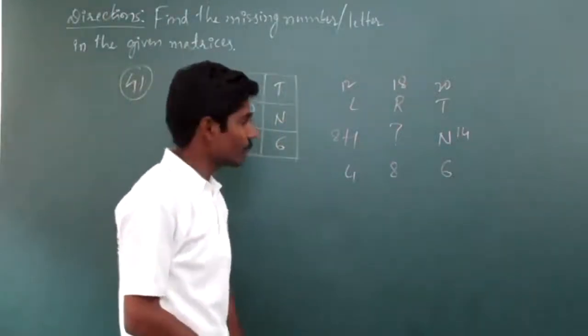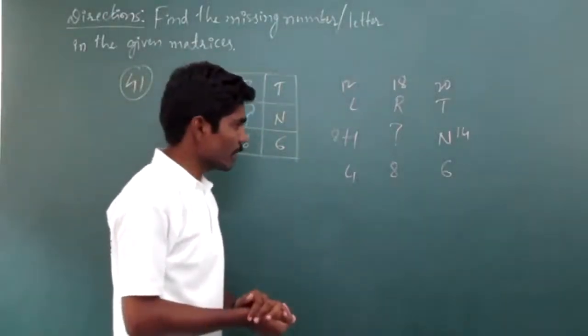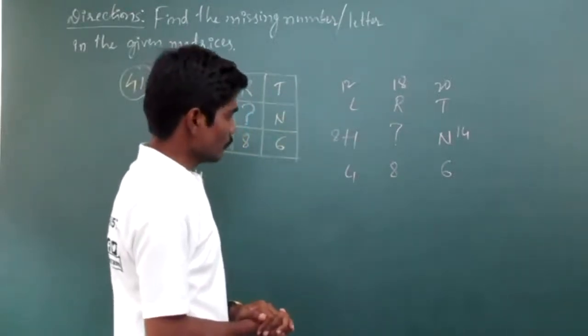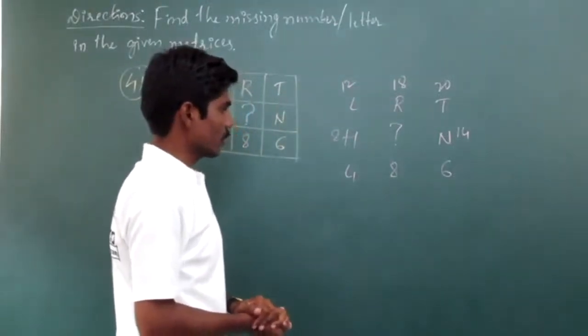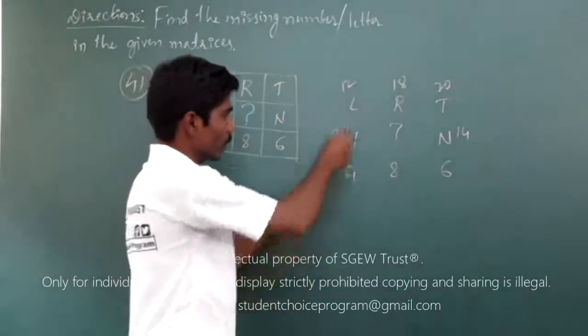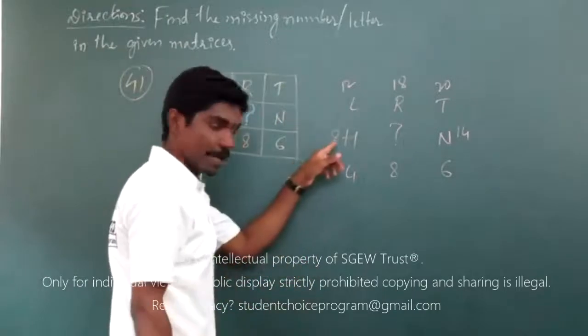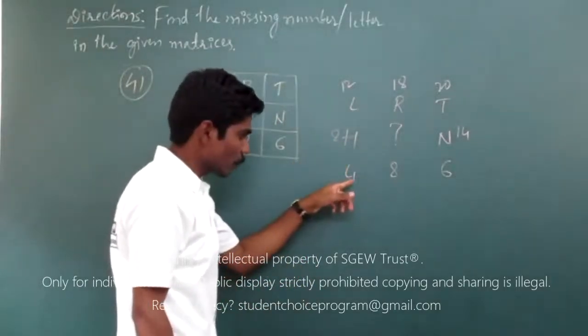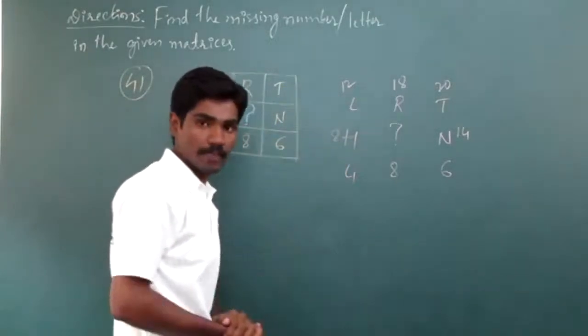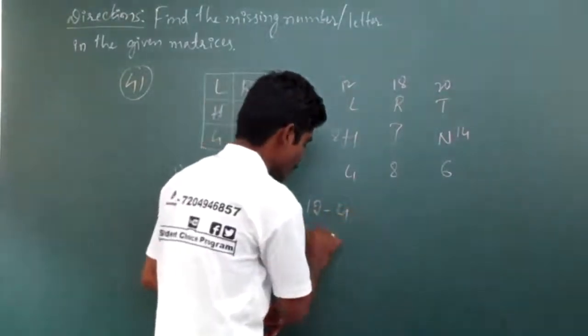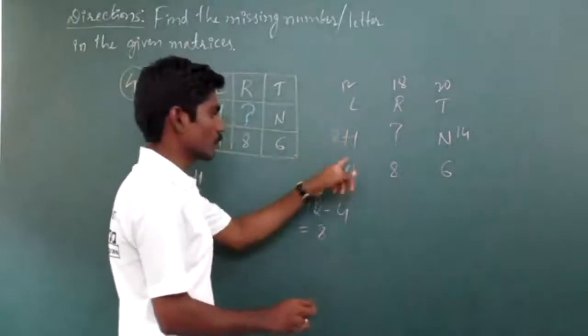Now, friends, when we look at the numbers, we can find out the missing letter. One way I'll do is, see, 12, 8, 4. I can get 8 if I subtract 4 from 12. Am I right? So what am I telling? 12 minus 4 gives me what? 8. So 12 minus 4 is 8.